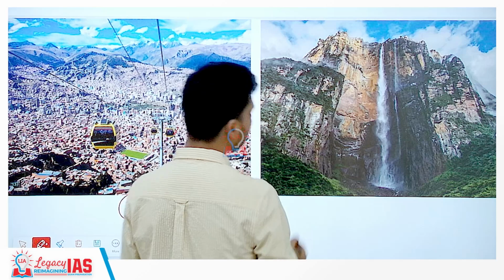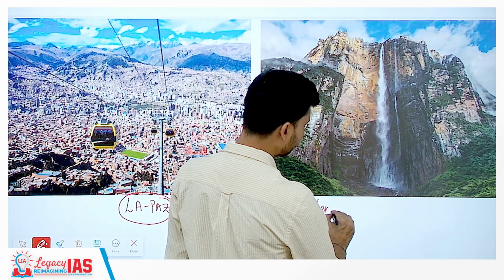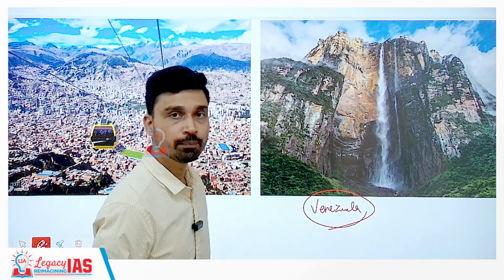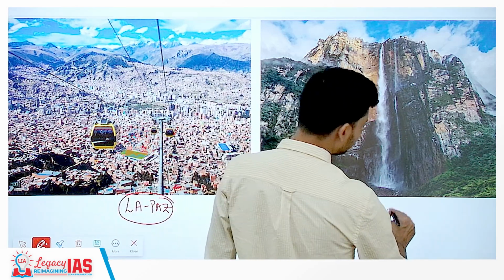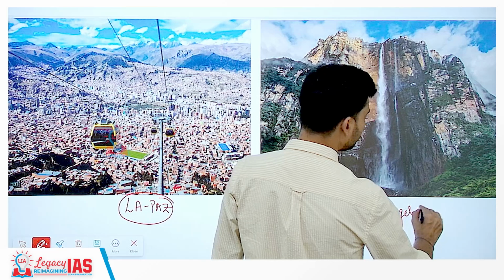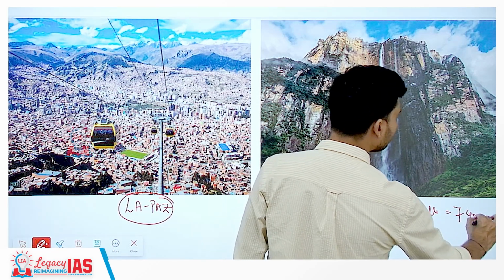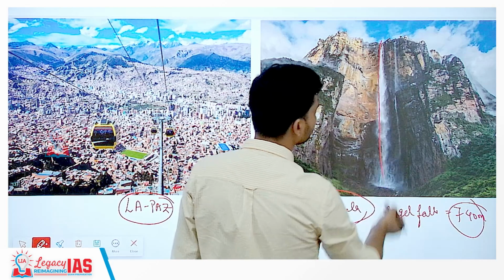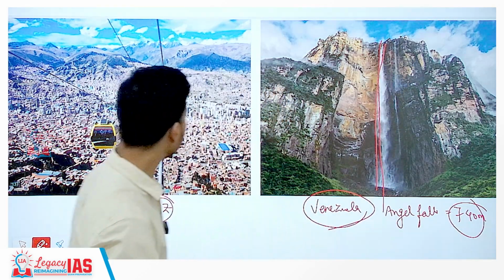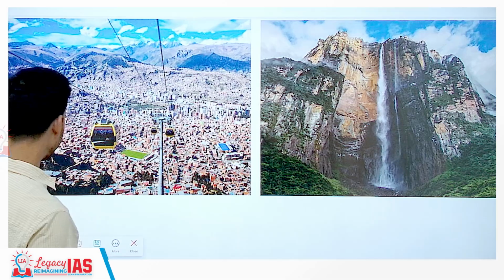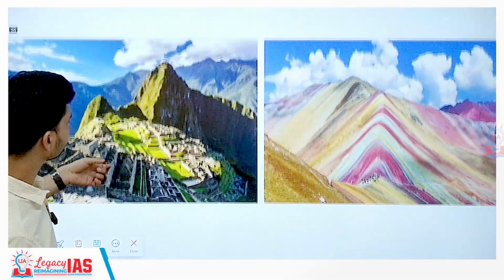The second important place in South America is located in Venezuela, and it is the highest waterfall in the world. Which is this waterfall? This waterfall is Angel Falls. Angel Falls is roughly 740 meters high. So the highest waterfall in the world and the city at the highest altitude are both located in the South American continent.